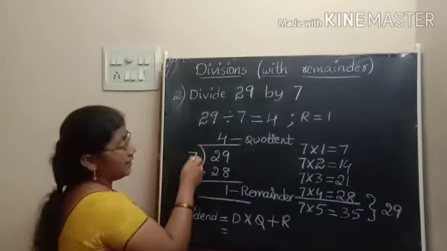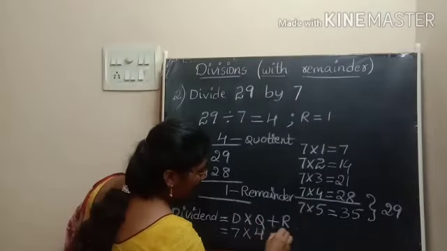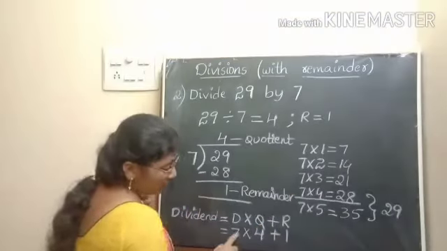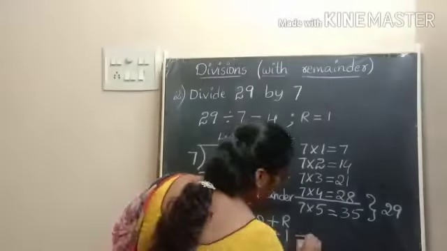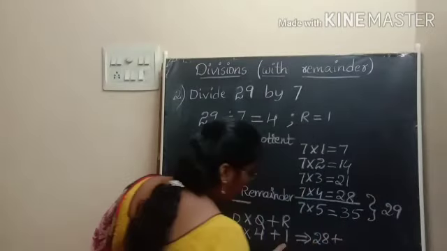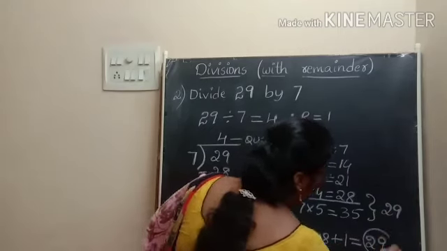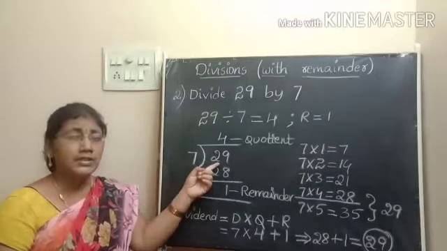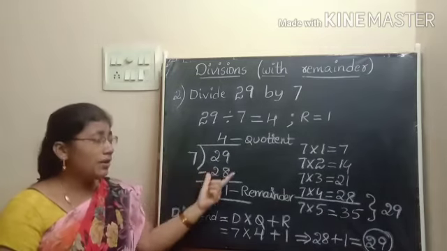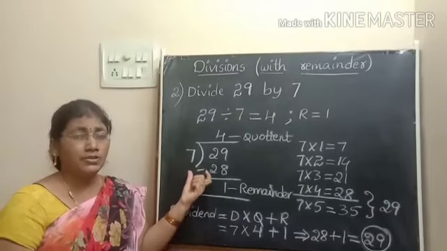What is the divisor here? 7. Coefficient is 4, plus remainder is 1. Now 7 fours, how much is it? 7 fours are 28. Plus remainder 1. By adding these two we get 29. This is our dividend, isn't it? Understood, children? So this procedure is the right procedure.